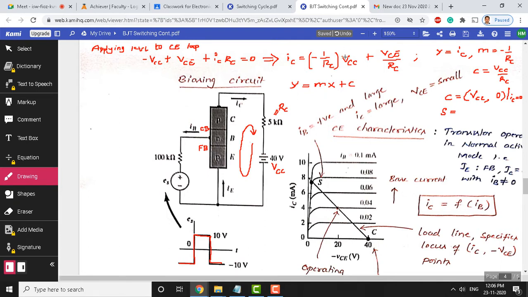So, if you transfer to the other side, you can see this value, let me write here. This value x is 0, and x means, in this case, VCE. So, x is 0, and you can obtain here the value of IC. IC is nothing but VCC by RC here. So, this is with condition VCE equals 0.